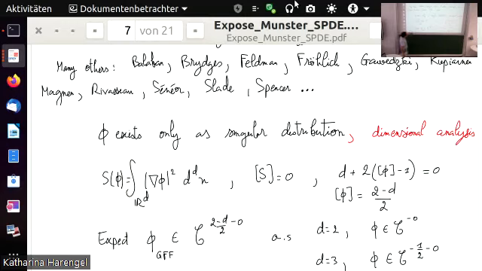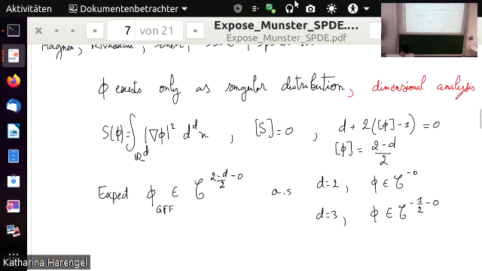So you expect that if you pick your field randomly under the GFF measure, e to the minus S, it should have regularity 2 minus d over 2 minus 0. It means that in dimension d equals 2, your field barely fails to be a function. It's an almost function, in C minus 0. And when d equals 3, your field is in C minus 1/2 minus 0. So you see there is a difficulty in dimension 3. The field is really irregular. It's expected to be a random distribution of negative regularity.